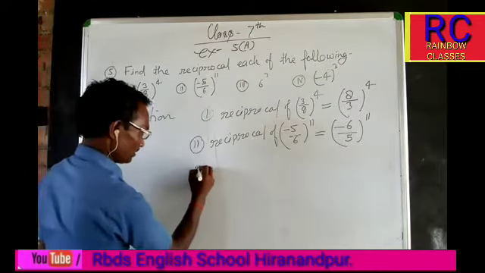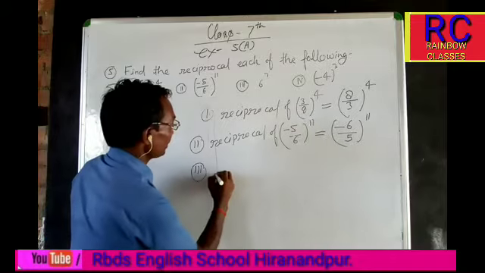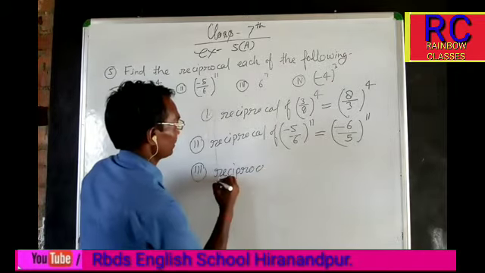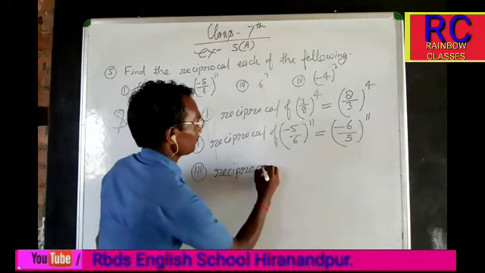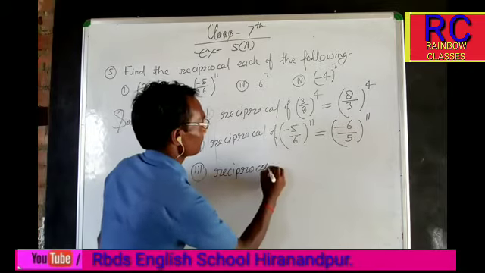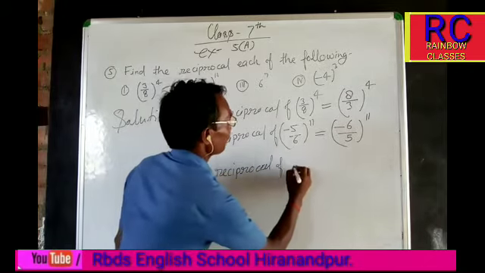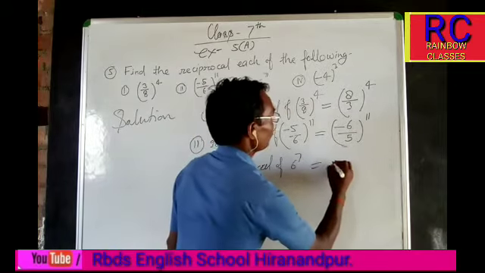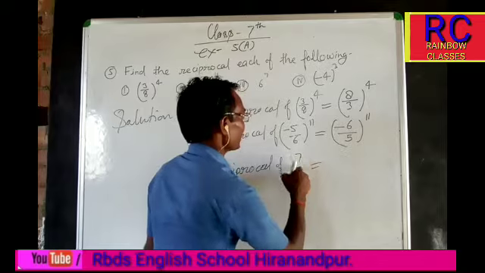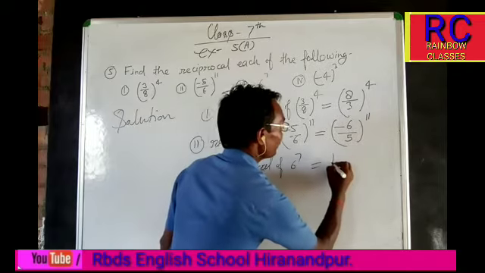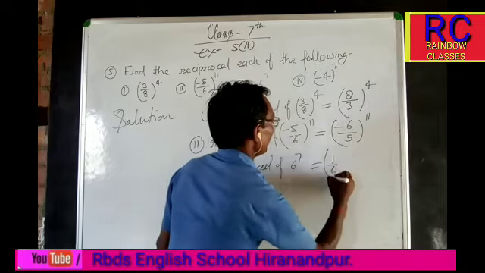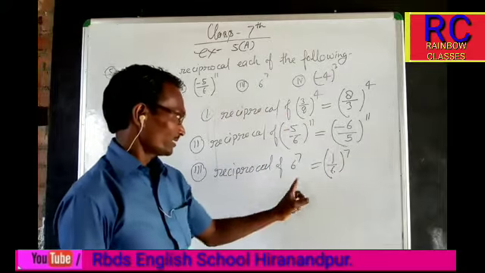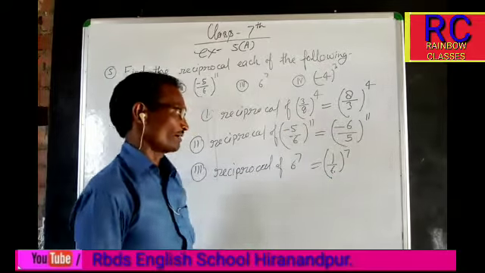Third, the reciprocal of 6 to the power 7 is equal to 1 by 6 to the power 7.